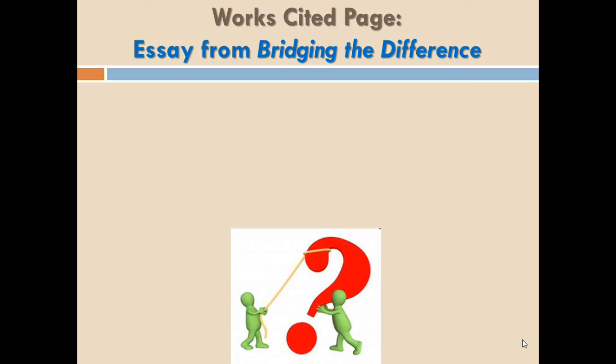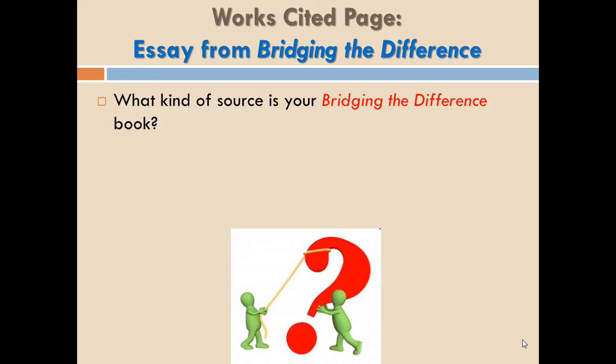So if you wanted for your text analysis to do an essay from Bridging the Difference, how would you do that? How would you make a works cited page for it? Well, first of all, you have to know what kind of source it is. Now, it's a collection of different essays by different authors. So that's going to be called, starts with an A. Any ideas? We call it an anthology, a work from an anthology.